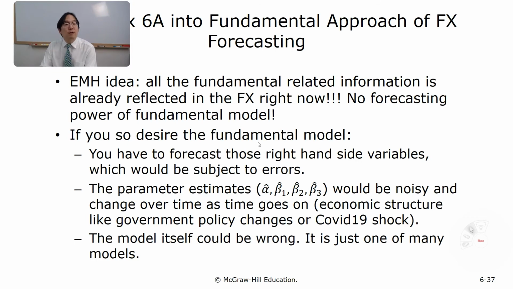That's what we are talking about. If you so desire the fundamental model, you have to forecast those right-hand side variables, which would be subject to errors. 2021's money supply, God knows how much we will do it until December 31st, right? And then velocity of money, how do you know? We don't know. We just have some good guesses with random errors in there. And then GDP, where would it go? I don't know, right? We have to forecast those things in the first place. It's going to be noisy. Now, the parameter estimates, alpha hat, beta 1 hat, 2 hat, 3 hat, would be noisy and change over time. What I'm saying is these alpha hat, beta hat estimates will be one thing if you do the regression up until 2019.